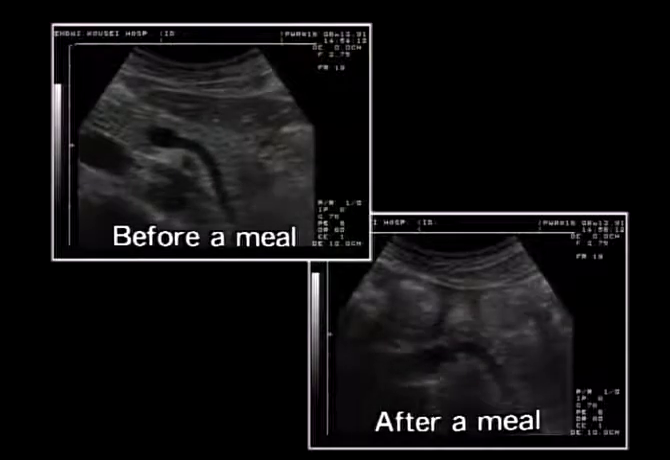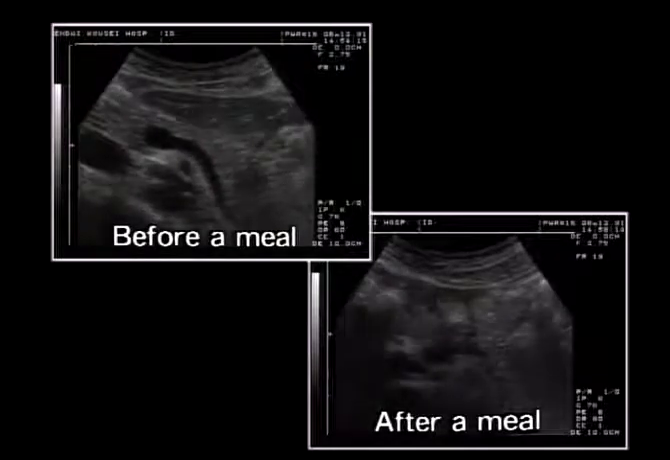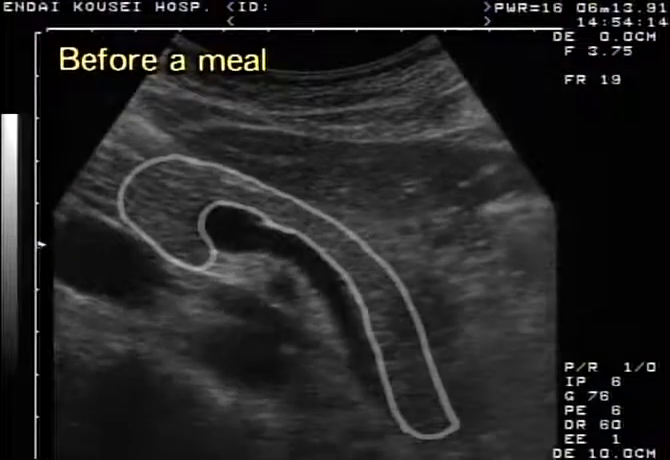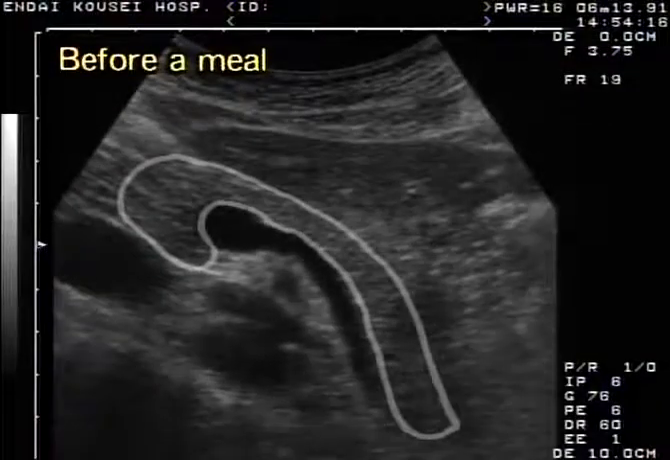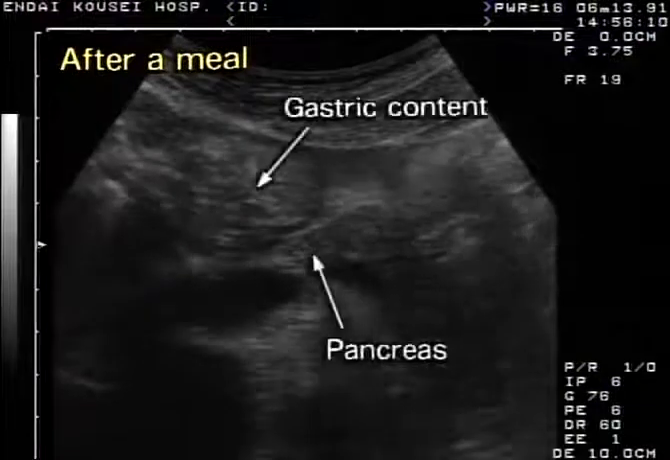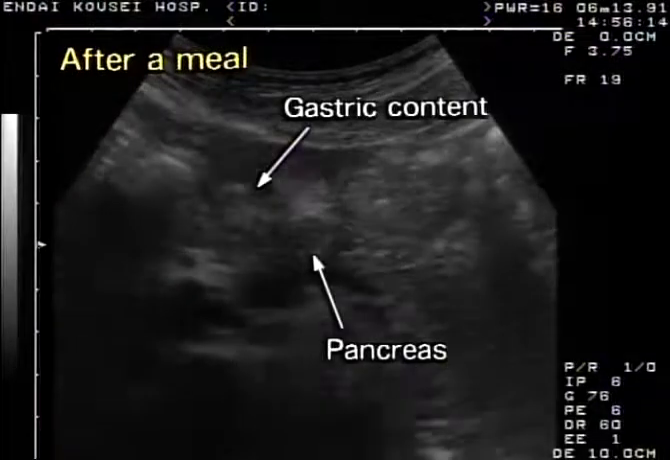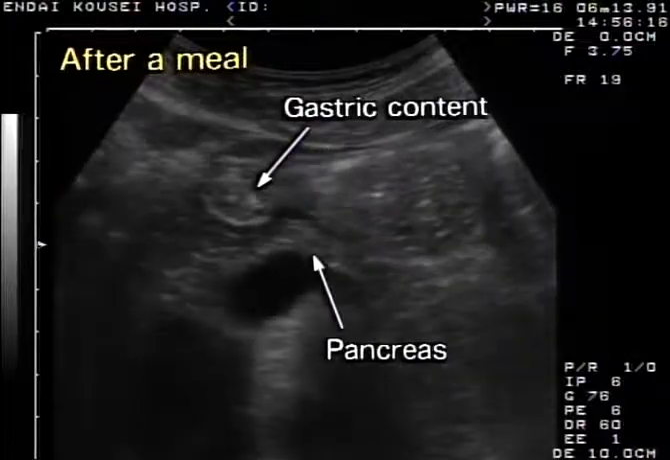These images show the pancreas of a patient examined before and after a meal. The image obtained after a meal is unclear. This is because ultrasound is blocked by foods or intestinal gases and therefore cannot reach the target organ.